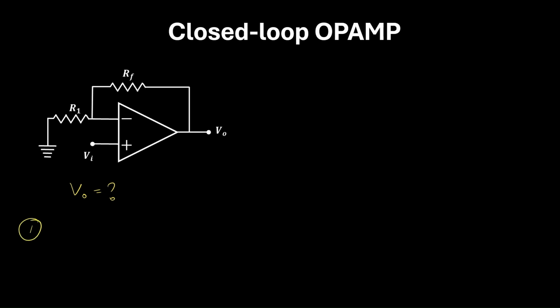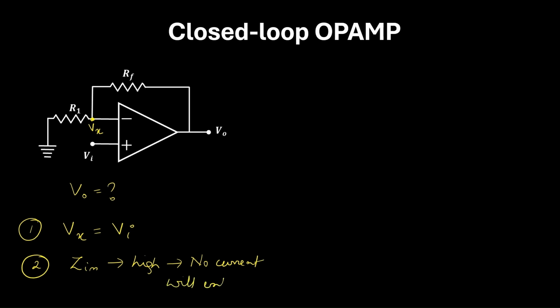Now to find out the output, we need to apply two concepts. The first one is the golden rule, which we have discussed a few minutes ago. So if we call this voltage as Vx, according to the golden rule, we can write Vx is equal to Vi. The second concept is the input impedance is very high, so no current will enter into the OPAMP.